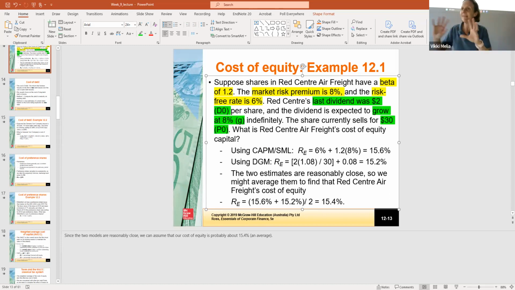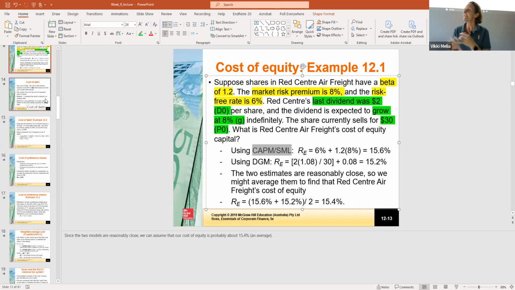So if we were doing this exercise in practice, what we could do is say, let's just take an average because they're quite close. We might just take an average and use the average as the cost of equity of 15.4%. So you can see that we can use either or both to measure the cost of equity. This is measuring the required rate of return to the ordinary shareholders in the company.